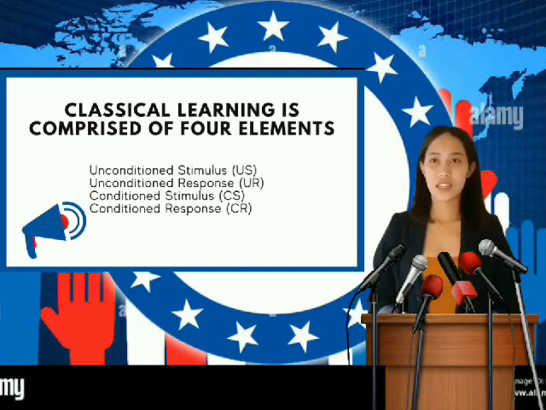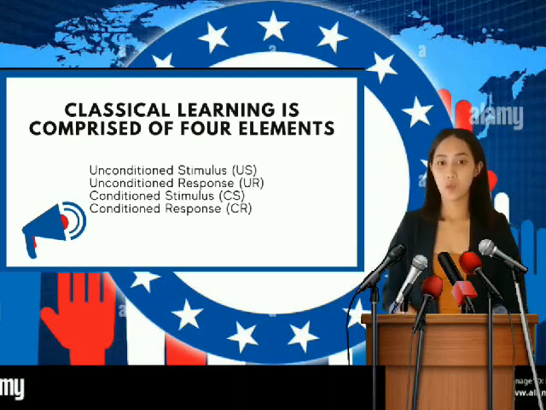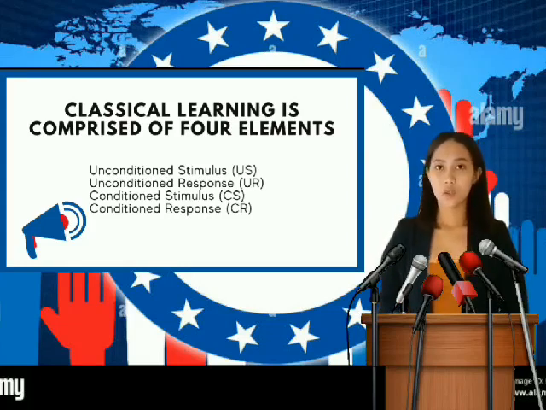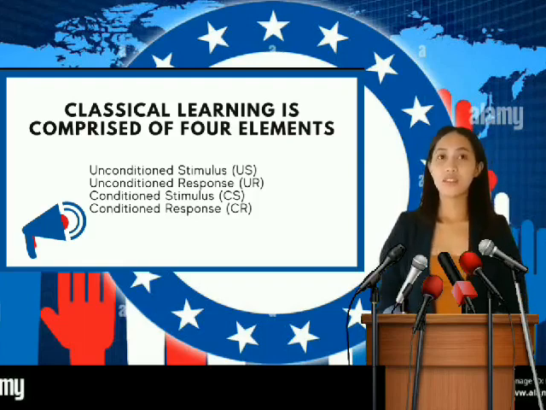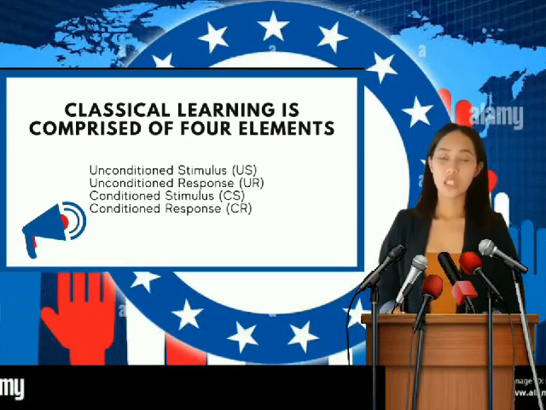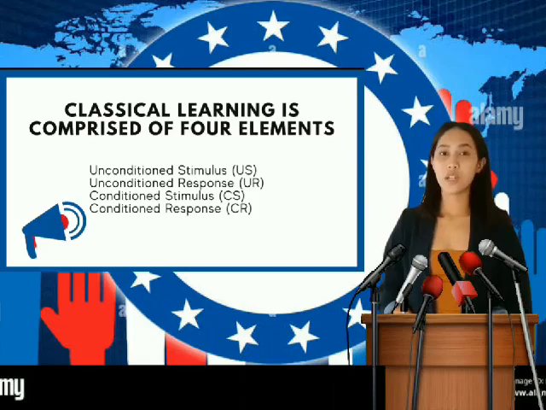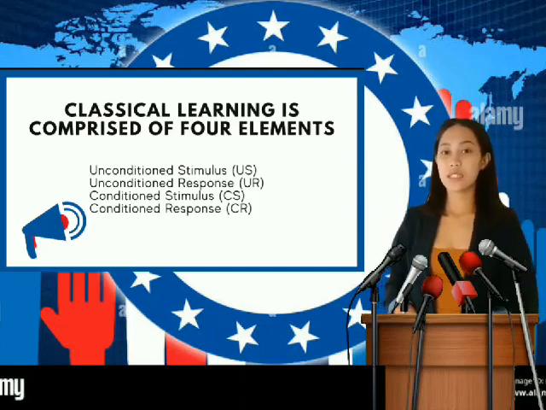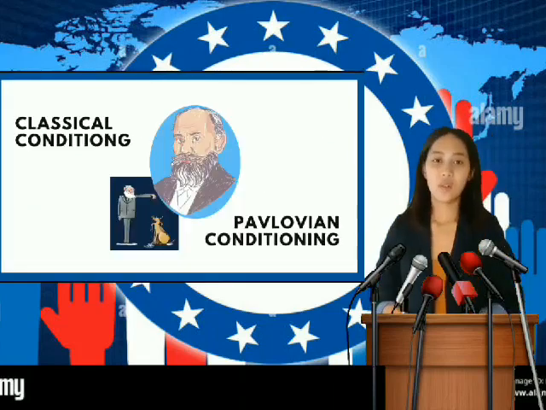So classical conditioning is comprised of 4 elements. The first element is the unconditioned stimulus, which invariably causes a reaction. Second, the unconditioned response is the response to the unconditioned stimulus. Third, the conditioned stimulus, the object that does not bring about the desired response. And lastly, the fourth, the conditioned response, a particular behavior that an organism learns to produce when the conditioned stimulus is presented.